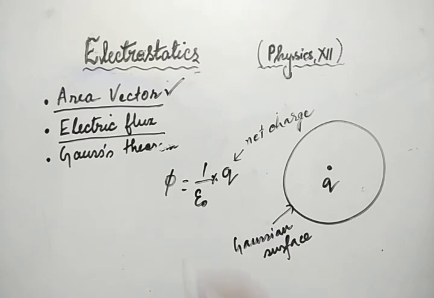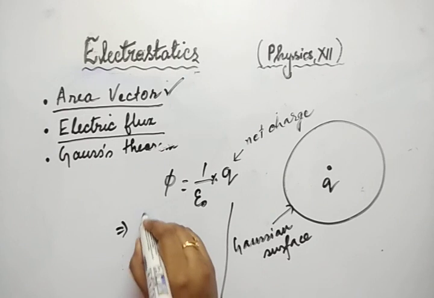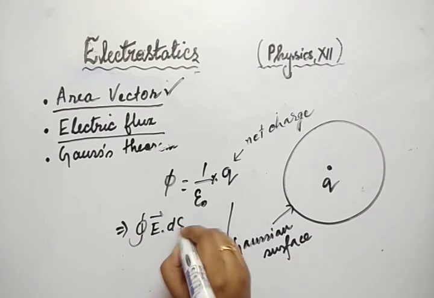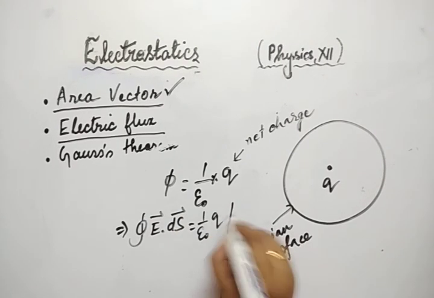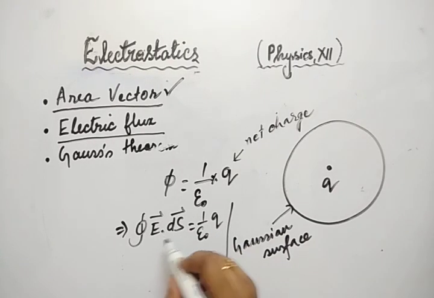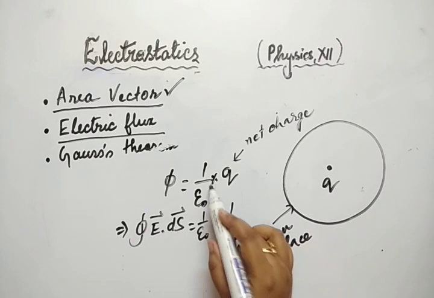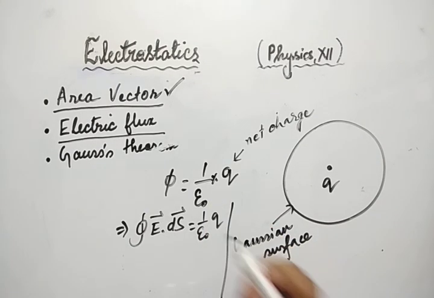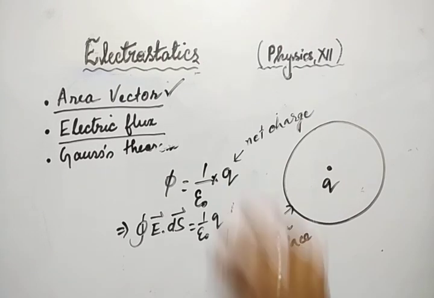Now we can write this as, we have already learned that phi is the closed integration of E dot ds vector. So from phi we write it in this manner, Q by epsilon naught. We can write this as the main formula.